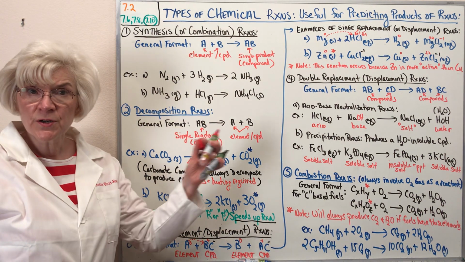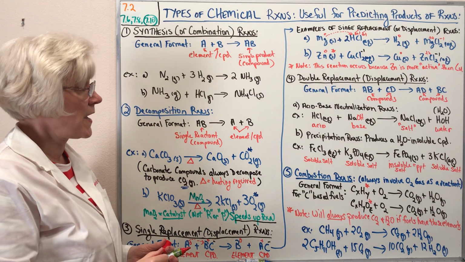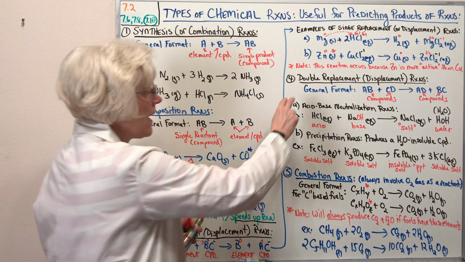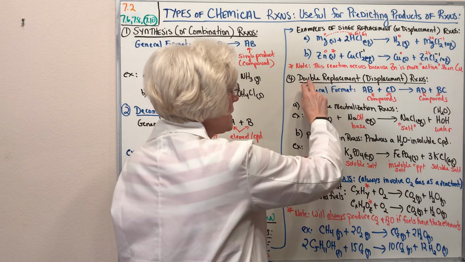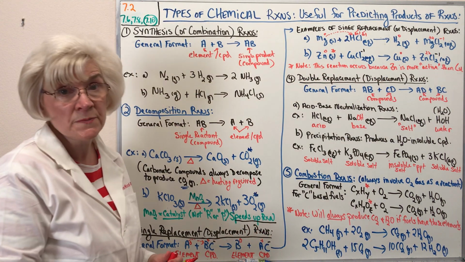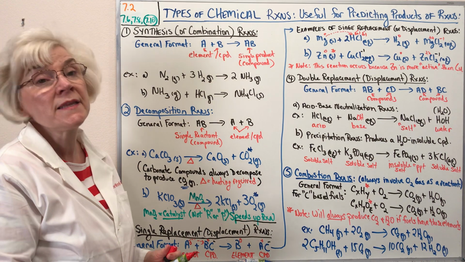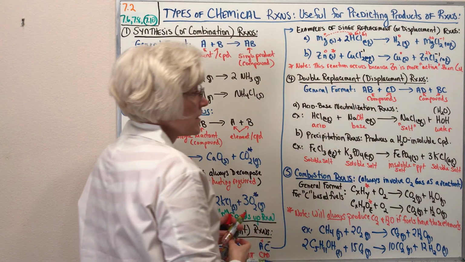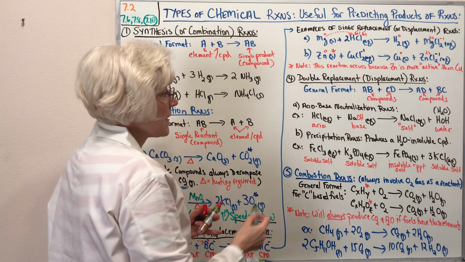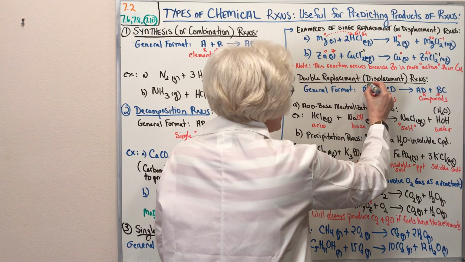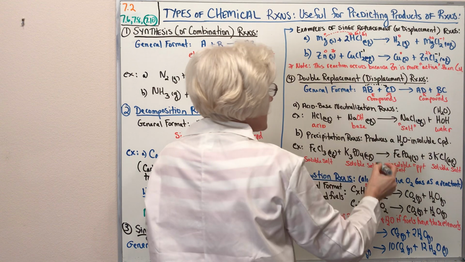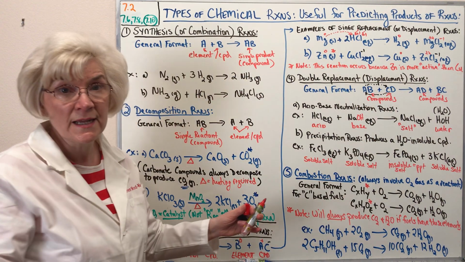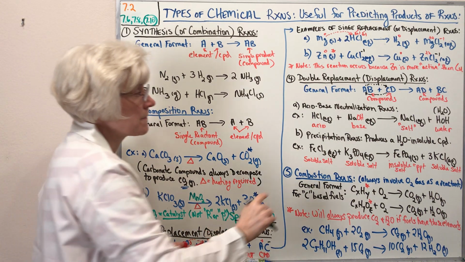Okay, let's turn our attention now to the fourth category of types of chemical reactions, and this is the double replacement or double displacement reaction. In this overall general format, you have two different compounds reacting, and they switch cations, so to speak. So like two dancers dancing, and they switch partners.